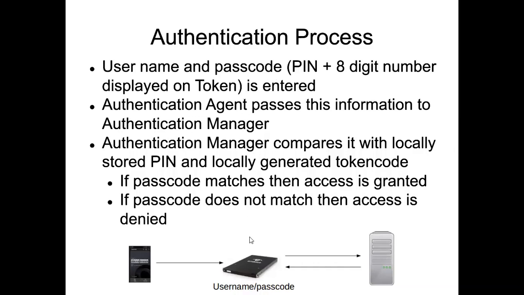The authentication agent will pass this information securely to the authentication manager. The main job of the manager is to look at the username, retrieve the private key, and calculate the number at its own end. Then it will also retrieve the PIN associated with that user, and check whether the PIN and the 8-digit or 6-digit number are correct or not. If the passcode matches, then access is granted, and if the passcode does not match, then access is denied. This is how the RSA SecurID system works.